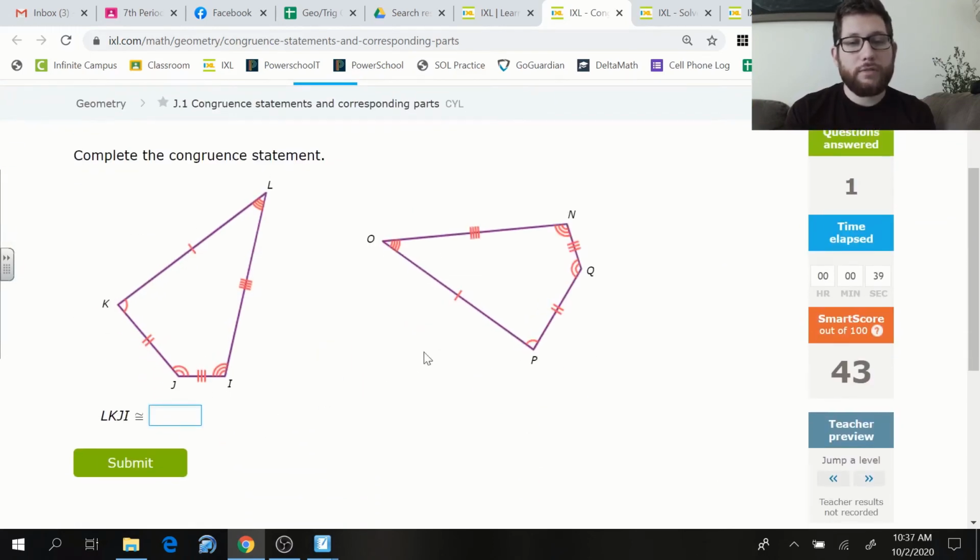Another one is going to be actually typing the letters in, so you're going to have to be careful. L matches with O. K matches with, let's see, K matches with P. J matches with Q. And then N. And so it's a matter of actually getting the letters in the correct order, matching L with O, K with P. Notice how the angles are matching up. All right, so that should be a pretty easy IXL.